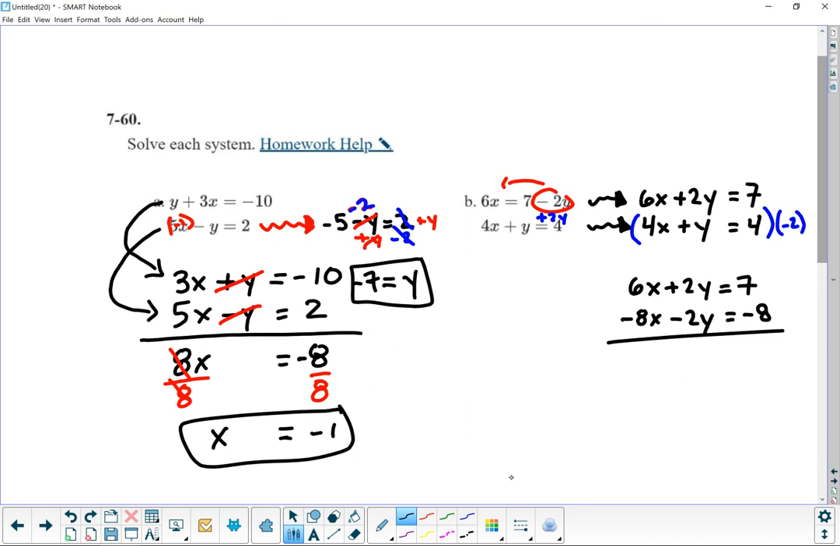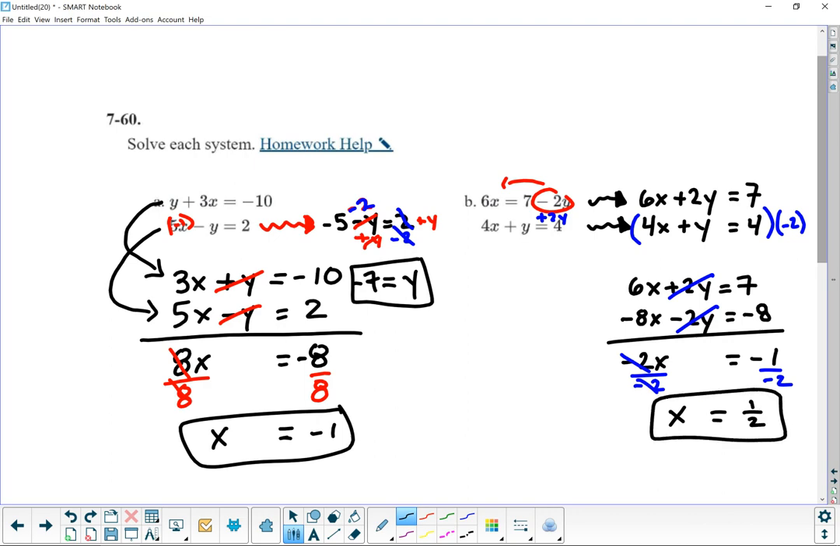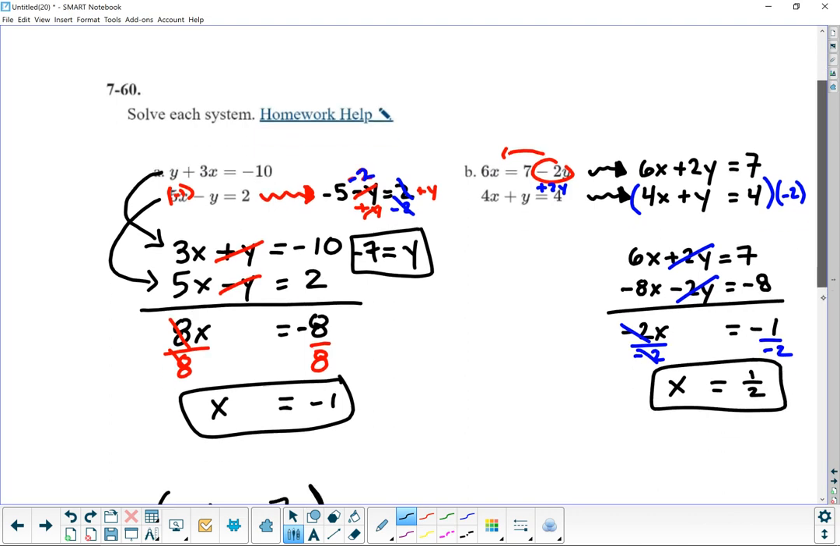And when I do this, I can now go ahead and cross these y's out and eliminate the y's. Positive 6x and negative 8x is going to be negative 2x. And 7 minus 8 is negative 1. Divide both sides by negative 2, and you will end up with x equals negative 1 divided by negative 2, which is just 1/2. You can call it 0.5 if you like, right? But so far, my x value is 1/2.